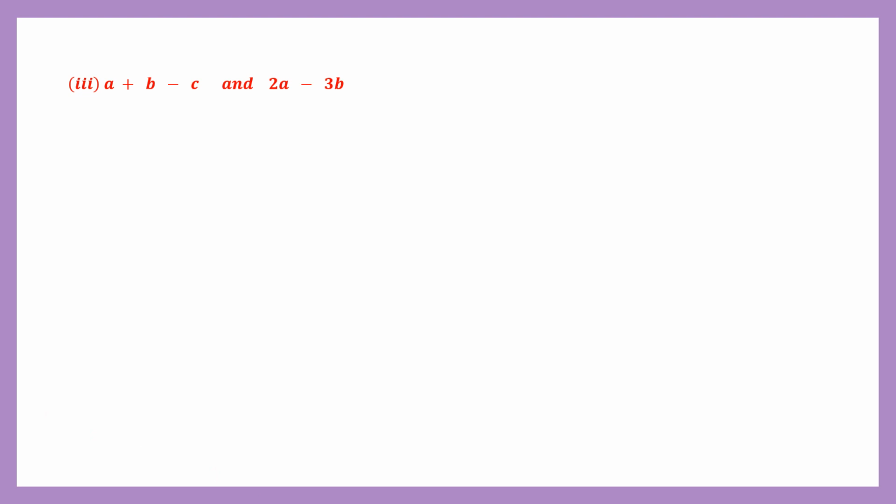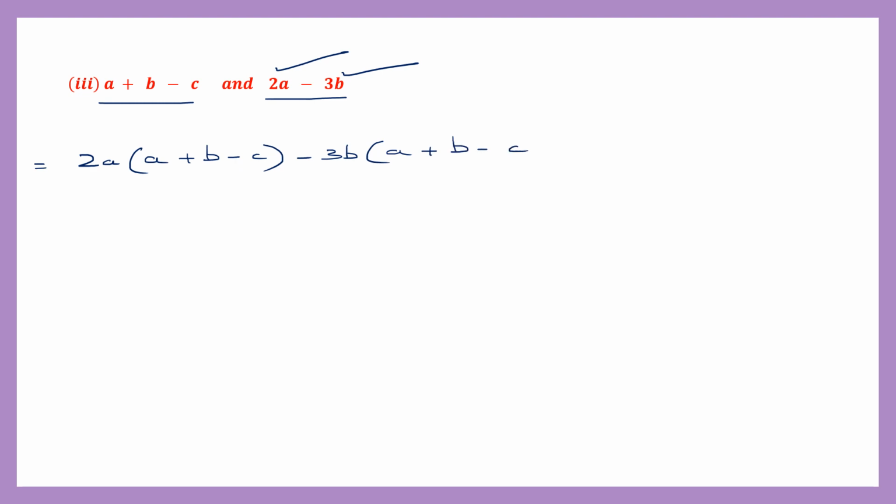Question 3. So here we have a polynomial and a binomial. So let's take the first term of the binomial, 2a, and multiply the whole of the polynomial, that is a plus b minus c. Now we take the second term, that is minus 3b, and put the whole of the polynomial inside, a plus b minus c.